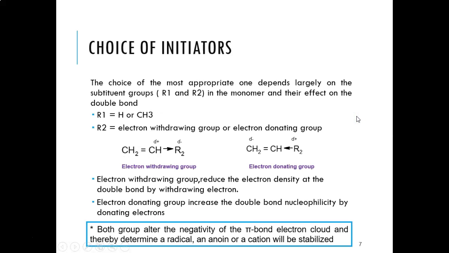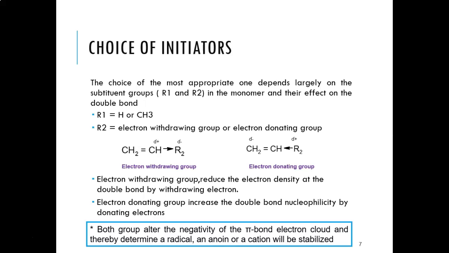The choice of the most appropriate one depends largely on the substituent group on the monomer and their effect on the double bond. First, we have the electron withdrawing group, and the second one is the electron donating group. Electron withdrawing groups reduce the electron density at the double bond by withdrawing electrons, and electron donating groups increase the double bond nucleophilicity by donating electrons.